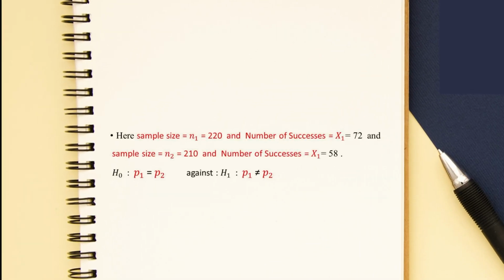So we have two populations, the male coffee drinkers and the female coffee drinkers, and we have taken a sample from each population. The interest lies in whether they show any preference for decaffeinated coffee or not. For the first population, the women coffee drinkers, the sample size N1 is 200 and the number of successes is X1, which is 72, which we have observed. And for the second population, the men coffee drinkers, the sample size N2 is 210 and the number of successes X2 is equal to 58.